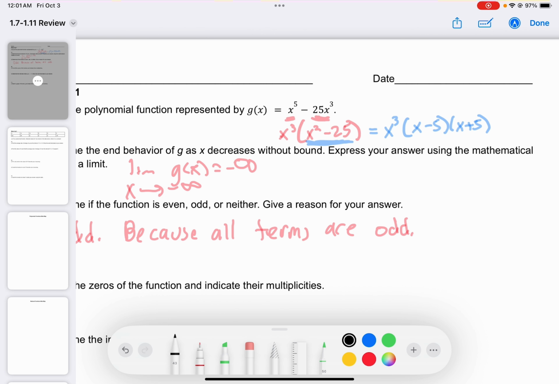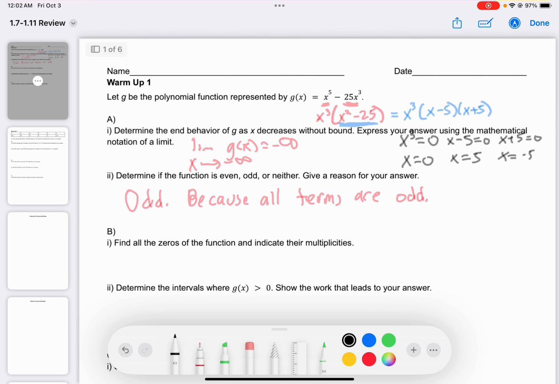Once you're in factored form, to find the zeros of the function, you set each factor equal to 0. And we get x equals 0, x equals 5, and x equals negative 5. So those are our zeros. X equals 0, x equals 5, x equals negative 5. But notice it says to name the multiplicities. Well, because this is to the third power, that means that 0 really occurs 3 times. So this has a multiplicity of 3. These are both to the first power, so there's no multiplicities.